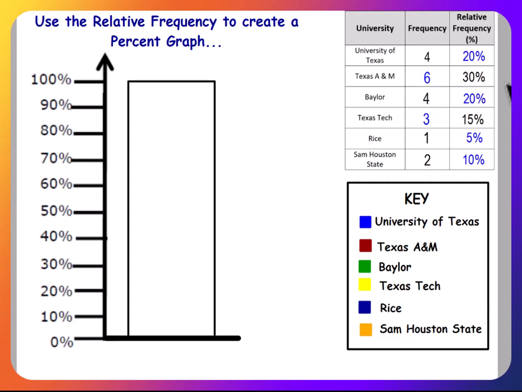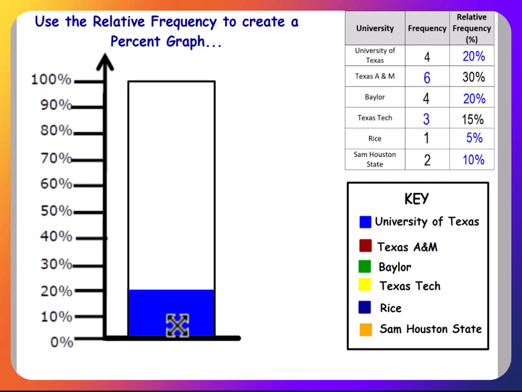So this time, in our last video on relative frequency, we had to find the percent. This time we're actually given the percent. We'll start with the first one, University of Texas, 20%. What you're going to do is draw your bar, and it's going to go from 0 to 20%. That's the University of Texas.